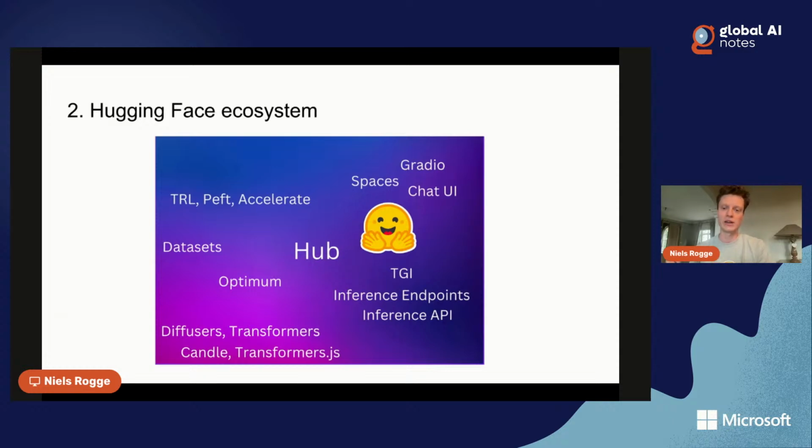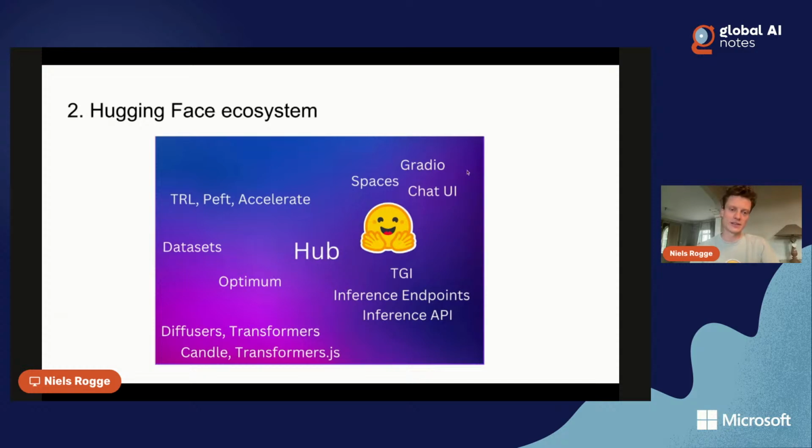Then on the training related side, we have libraries like TRL, PEFT, and Accelerate. These help you with training models. Then we have the datasets library, because of course you cannot train a model without any data. So the datasets library is really there to try to make this as easy as possible. On the inference side of things, when you want to deploy models to production, we do provide some solutions, which I also will talk a bit about in the next slides.